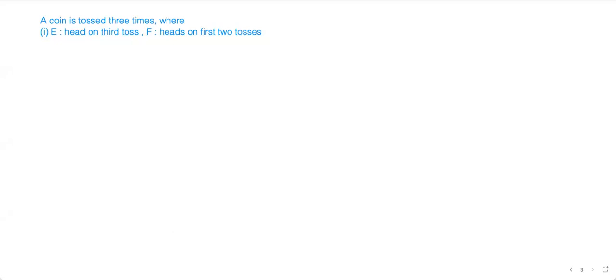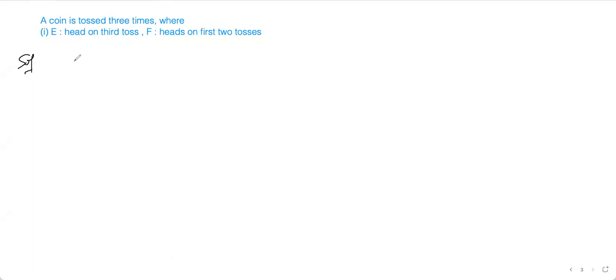Now let us solve this problem. A coin is tossed 3 times, where E is an event, head on third toss, and F is another event, heads on first 2 tosses. Let us try to solve this problem.